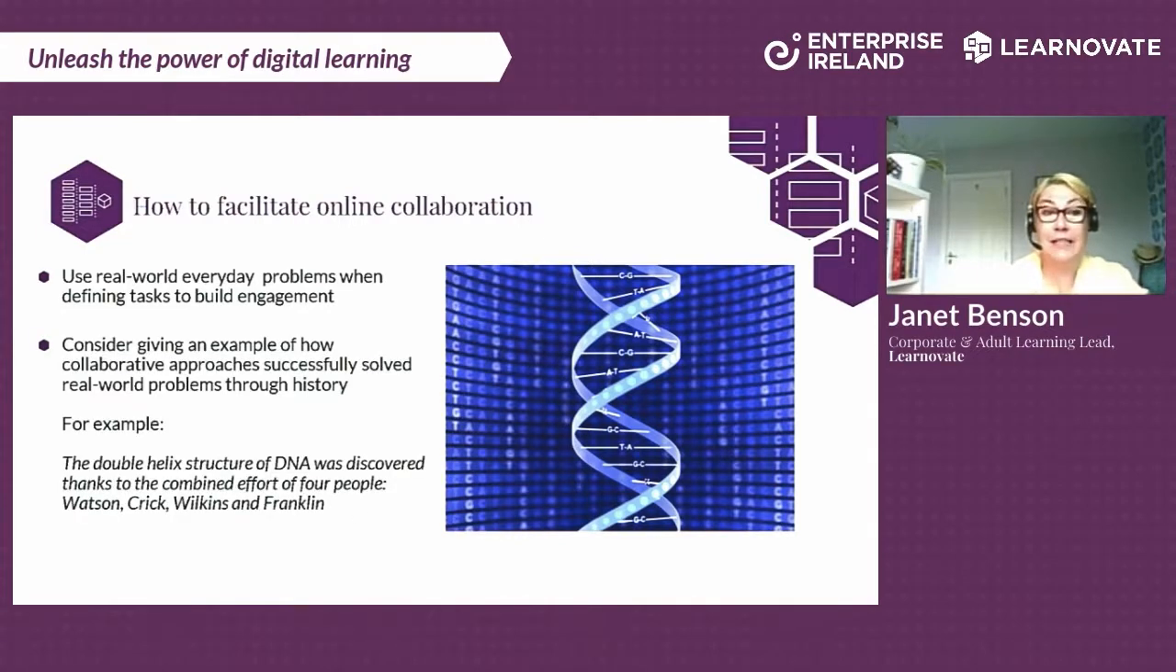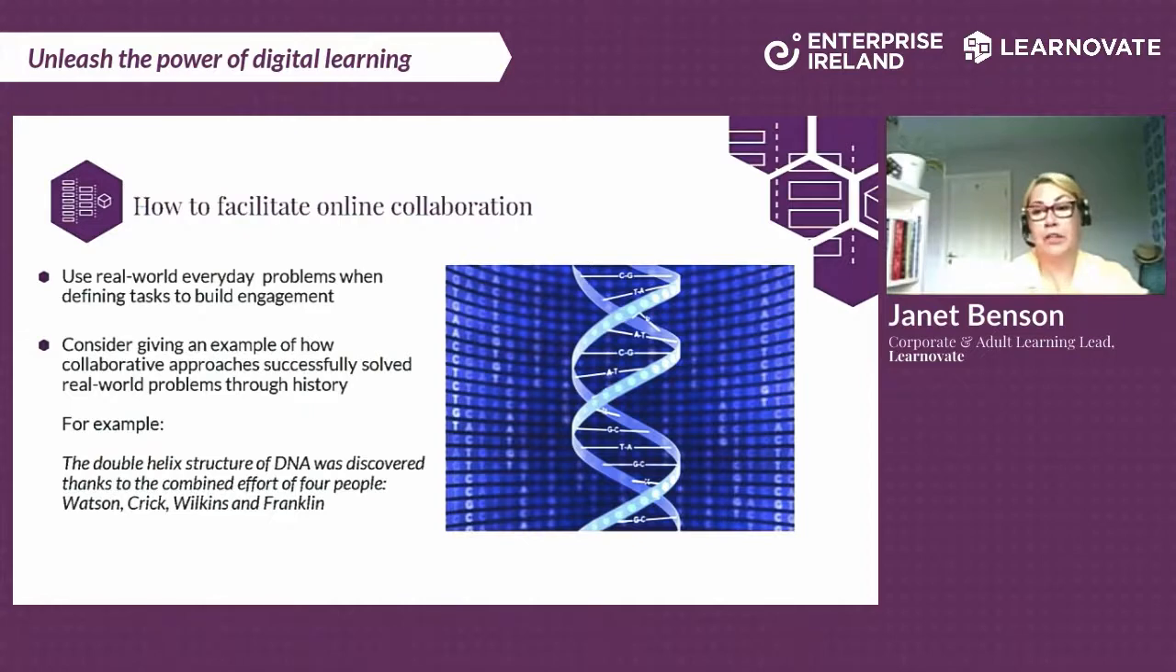It's around giving an example of how collaborative approaches have worked in the past, in history. So, for example, this one is quite nice. I thought the double helix structure of DNA was discovered by these 4 people. And you think, well, if 1 or 2 of them weren't part of that collaboration, then what would we have discovered when we did? How would things have been different? So again, there's lots of examples through history where people have collaborated and had an amazing outcome, such as this.